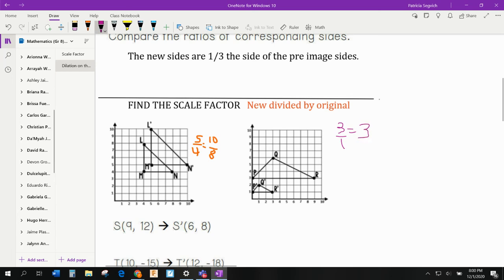Let's do it with Q. Oh, I did this one backwards, didn't I? I am sorry. Our new is 1, and our original is 3, so it's 1/3. Here, our new is 2 for Q, and the original is 6. But if I divide those both by 3, I'm going to get that 1/3 also. If we compare R, our new R is 1, and our original R is 3. So once again, we get that 1/3.